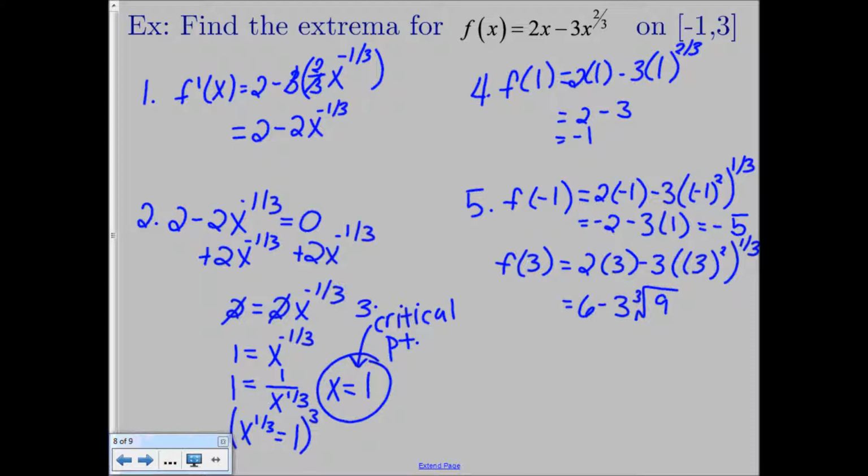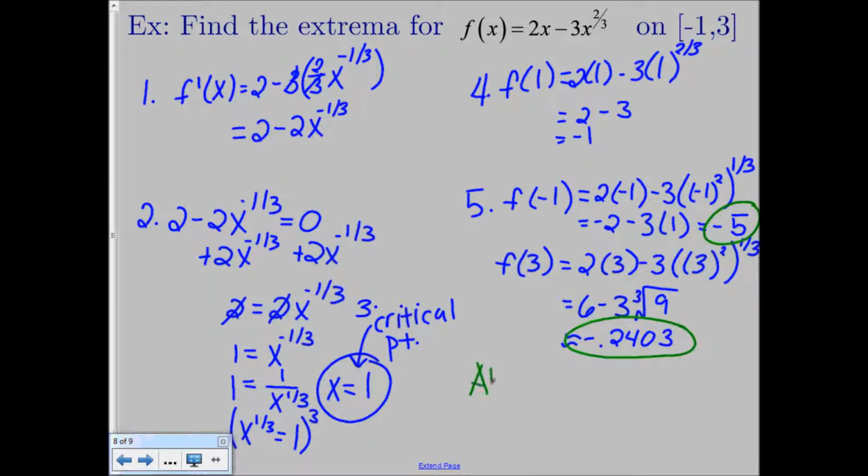So that y value on there is roughly -0.2403. Okay, so now we just need to label our absolute mins and our absolute maxes. So this -0.2403 is actually the largest of all of our y values because it's the closest to 0, and this -5 is going to be our smallest. So for this function, both of our absolute extrema actually occur at the endpoints.